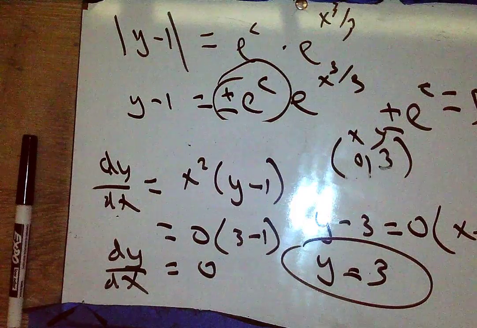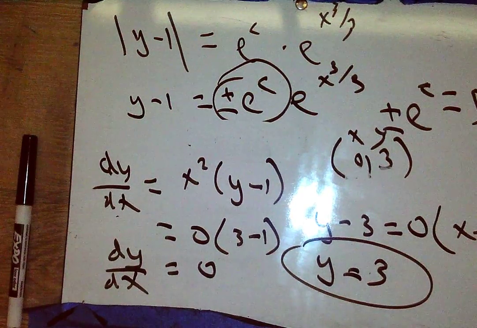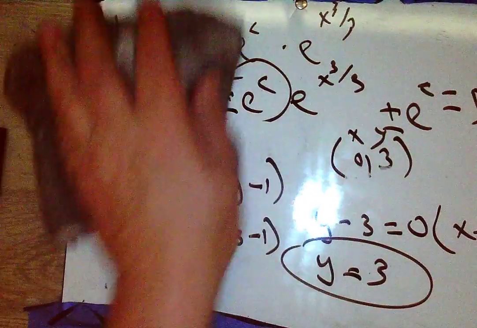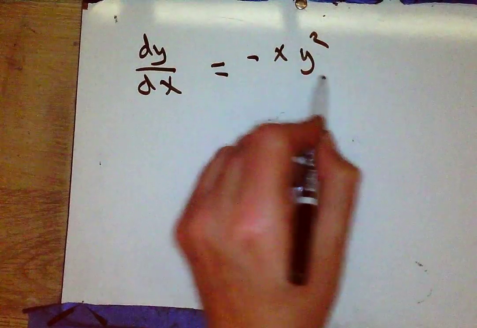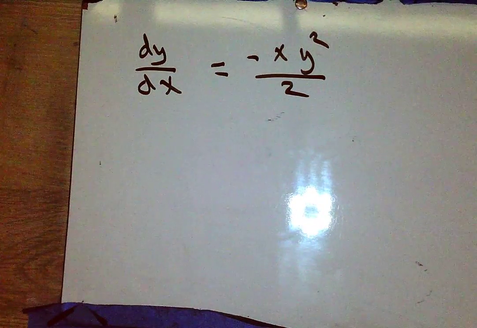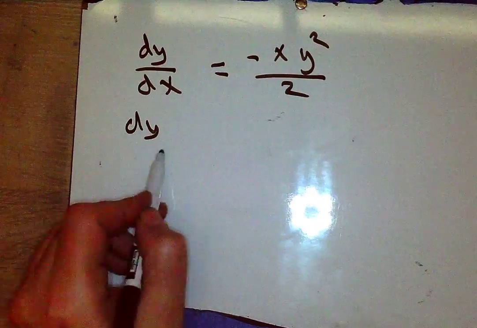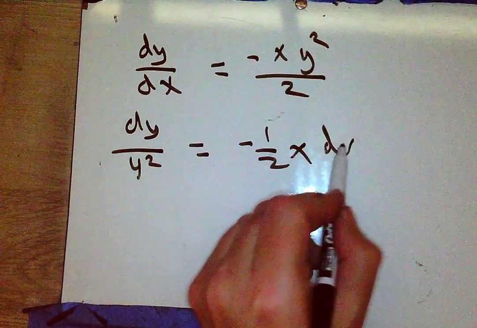Nice. Okay, station 18. Goodness me, isn't that more of the same? It sure is. I think I'll solve that differential equation for you. I'm definitely skipping the slope field. I'm pretty sure you can all do slope fields now. dy dx equals negative x y squared over 2. Okay, we want to do separation of variables. So we're going to have dy over y squared is negative 1/2 x dx.